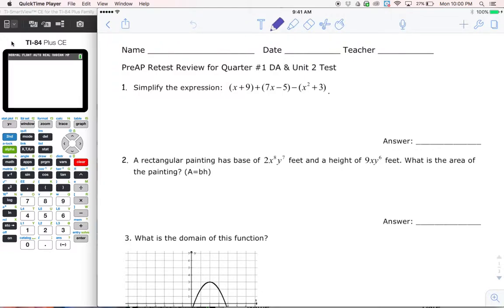All right, this is the retest review for the Algebra 1 PreAP class. First and foremost, problem number 1, we're going to simplify the expression. Do not combine like terms yet. You've got to get rid of those parentheses first thing. That's the most common mistake.